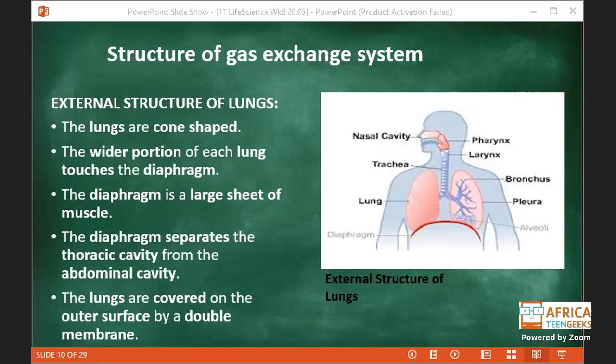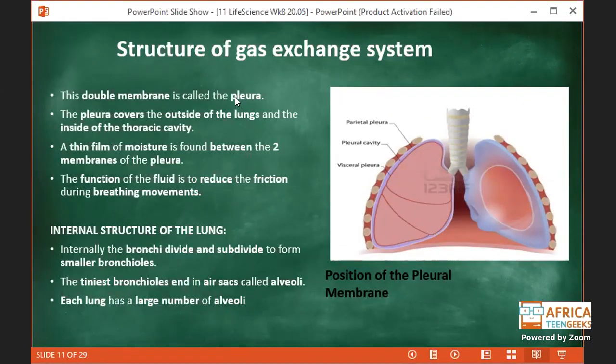Okay, so now the external structure of the lung. We know that lungs are cone-shaped. The wider proportion of each lung touches the diaphragm, which is a large sheet of muscle. The diaphragm separates the thoracic cavity from the abdominal cavity, and lungs are covered on the outer surface by a double membrane called the pleural membrane, or the pleura.